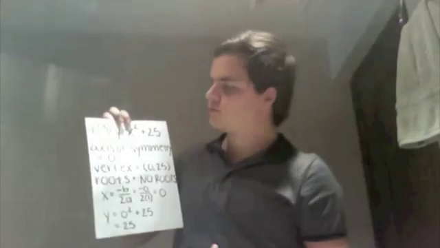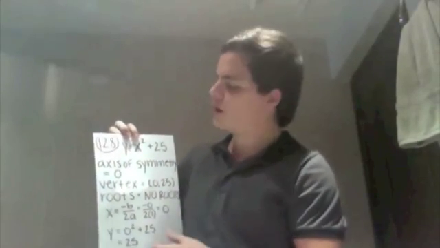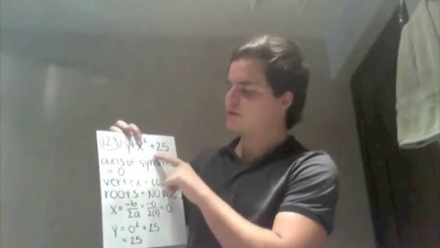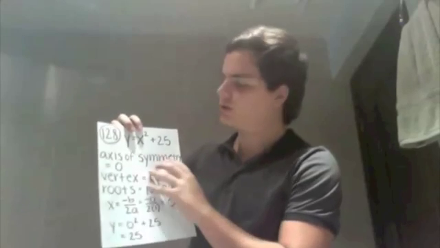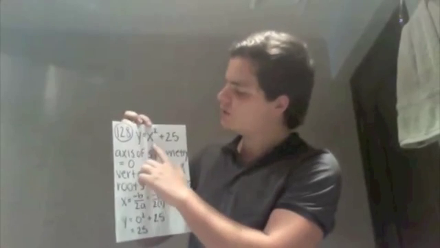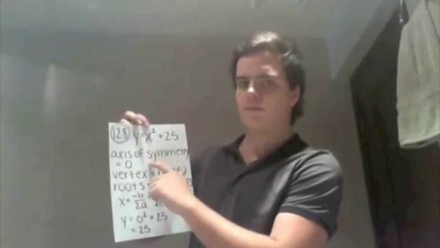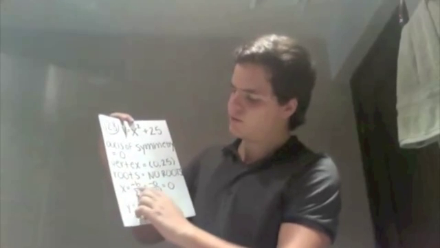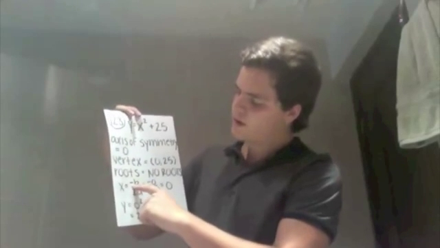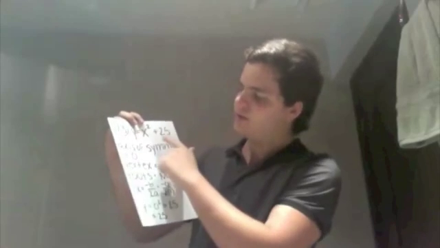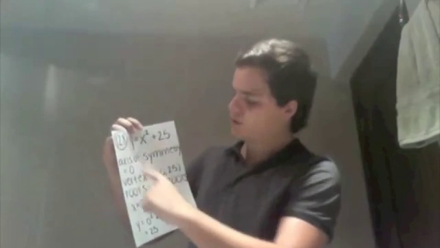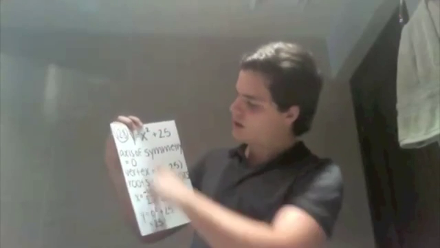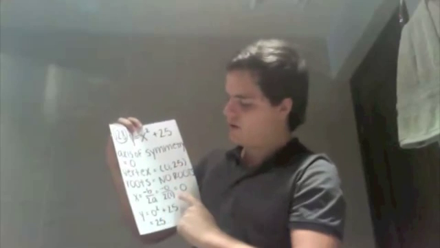In problem 128, you have to graph and locate the axis of symmetry, vertex, and roots of this quadratic equation. The quadratic equation is y equals x squared plus 25. First of all, we'll find the vertex. We'll find it first by replacing b and a of this equation. Since in this equation there's no b, you'll have to put a 0, and the a is positive 1.